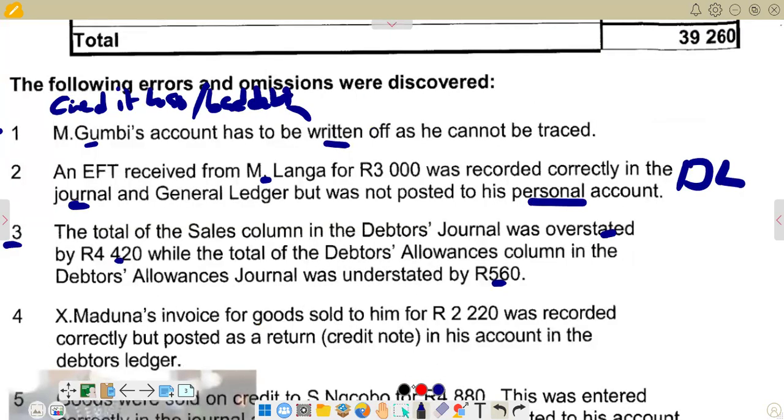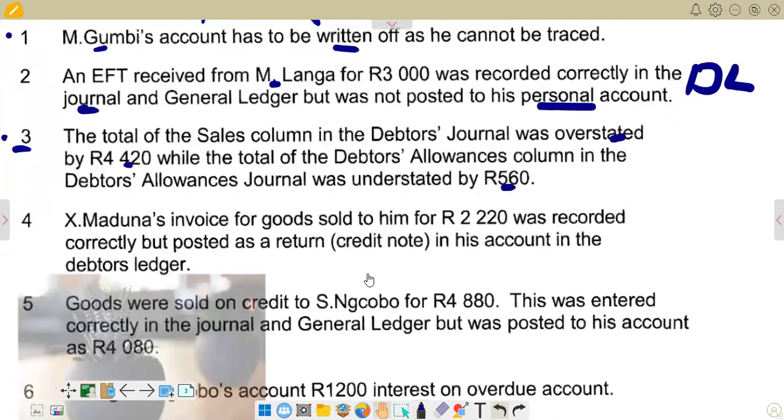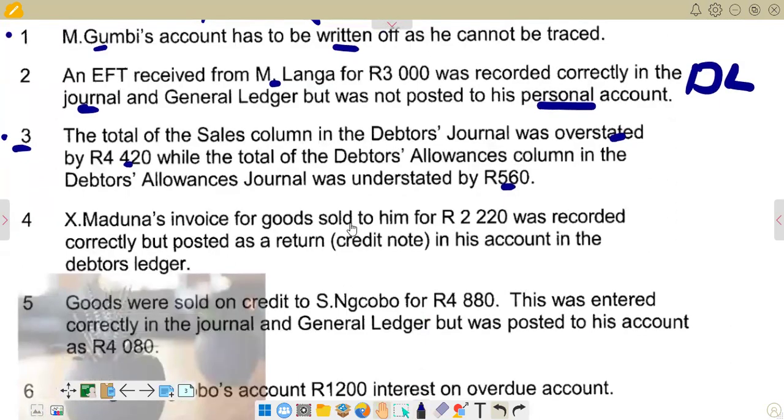So we go to item 4. So let's try to see in terms of item 4. Ex Maduna's invoice for goods sold to him for 2,220 was recorded correctly but posted as a returned credit note in his account in the debtors ledger. So remember, this was recorded correctly but posted as a return in his account in the debtors ledger. So it means this mistake is only in the debtors ledger. So when a mistake is in the debtors ledger, it affects the debtors list.